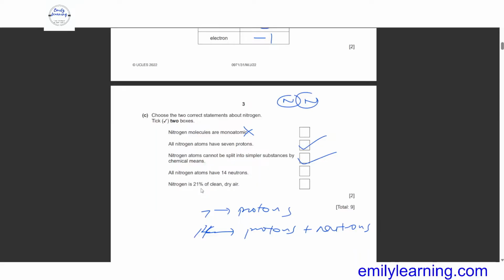Next, nitrogen is 21% of clean dry air. This is wrong. It is oxygen. Nitrogen is around 79% of your clean dry air.